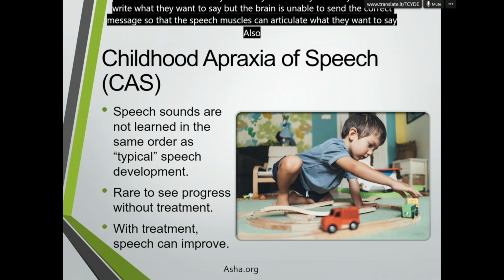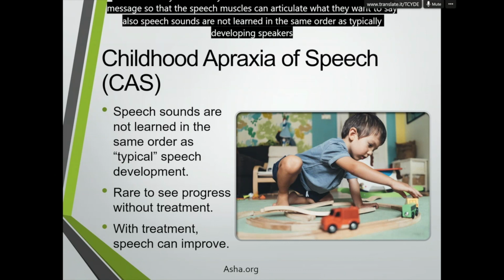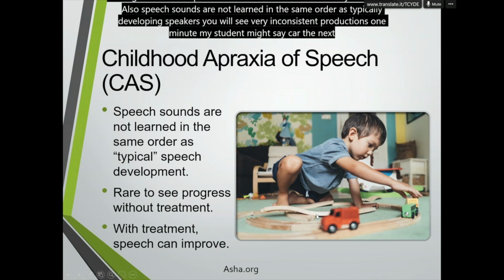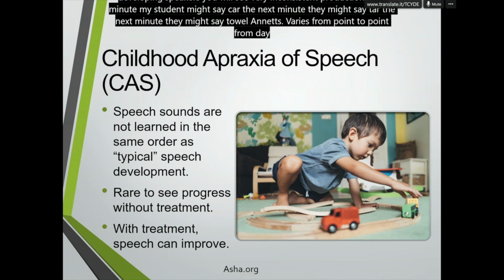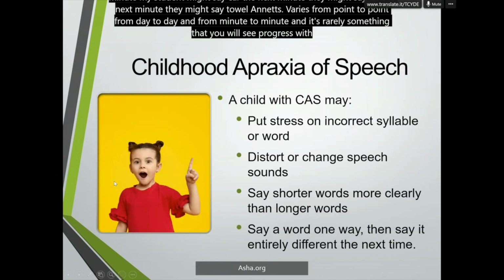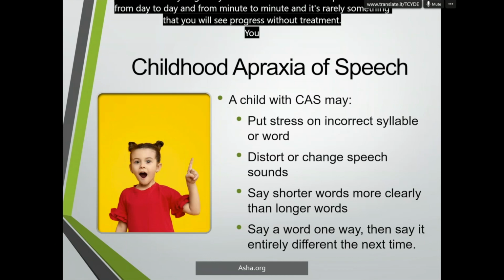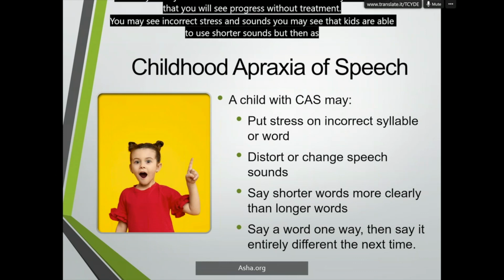Also, speech sounds are not learned in the same order as in typically developing speakers. You will see very inconsistent productions. One minute my student might say car, the next minute they might say tar, the next minute they might say towel. It varies from day to day and from minute to minute, and it's rarely something where you will see progress without treatment. You may see incorrect stress on sounds. Kids may be able to use shorter sounds, but as words get longer with more syllables, it's more difficult for them to produce.